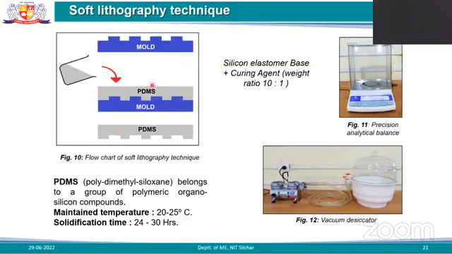But one thing: when we do this process in the normal atmosphere, sometimes we get some air bubbles. So to avoid those bubbles, we can use a vacuum desiccator. If we do the same procedure, after pouring the PDMS in the mold, if we keep it in the vacuum desiccator and make it vacuum, then that kind of problem or limitation we can overcome. So this is the way we can produce the microchannel.